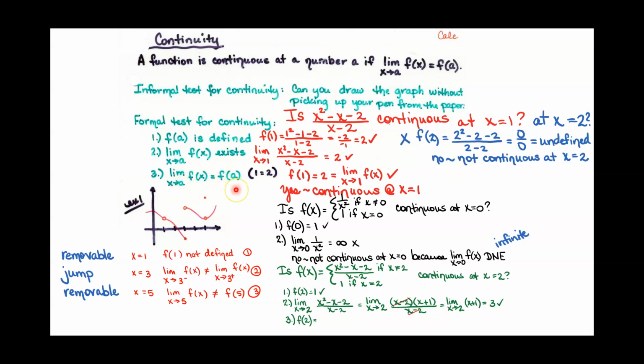All right, so now the third part of our test says, does the limit equal f of a? So we want to find out, did the answer that we got for the first part equal the answer we got for the second part? Well, what was f of 2? It was 1. And what was the limit at 2? It was 3. So no, those aren't equal to each other, and so the third part of our definition fails, that f of a is not equal to the limit. And so we would say no, it's not continuous at 2 because f of a is not equal to the limit there.